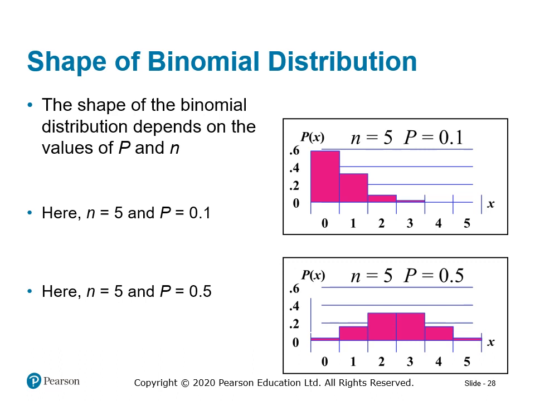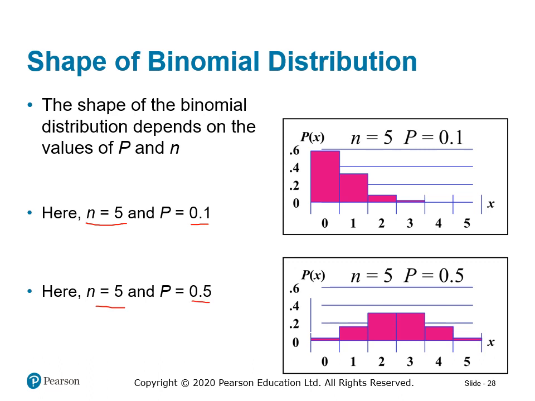Okay, next we're going to talk about the shape of the binomial distribution. The shape of the binomial distribution is going to depend on the number of trials and the probability. So here we have 2 binomial distributions, each with 5 trials. The first one has a probability of 0.1, and the second has a probability of 0.5.